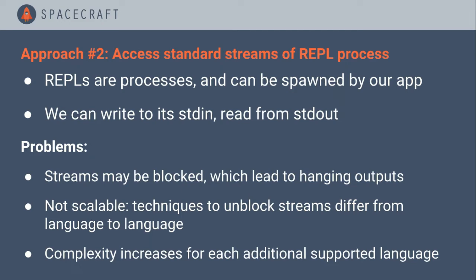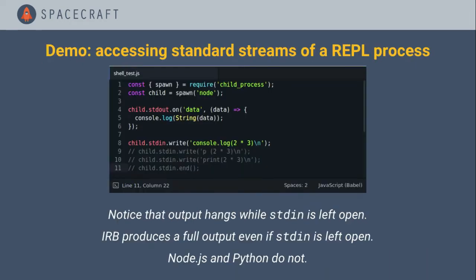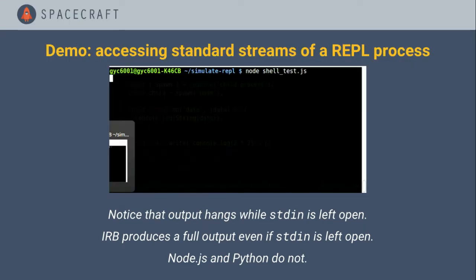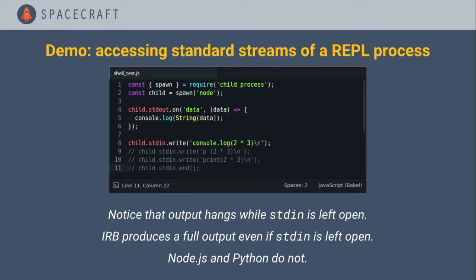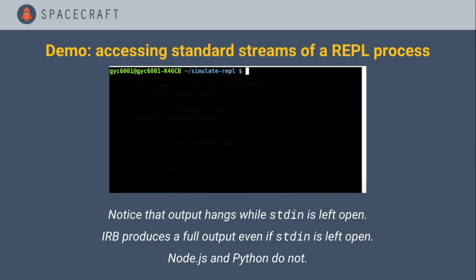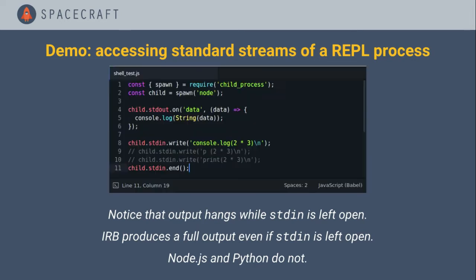Now I'm going to show you a demo of how this happens. We're going to spawn the child process, spawn node. We're going to write console.log 2 times 3 into the standard input. Now when I run it, you see that it hangs the output. But when I unblock it, when I close the input, and run it again, you can see the output comes out. Isn't that weird?